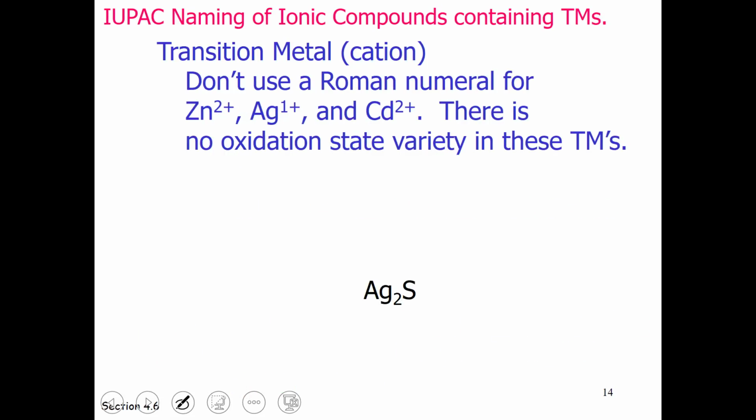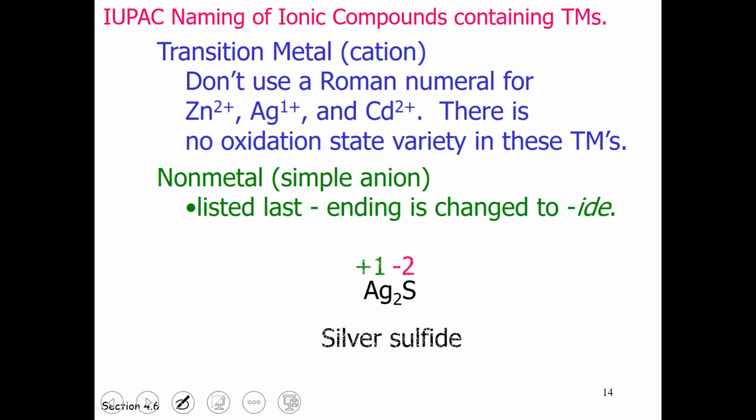Now, there are some transition metals that really do not have variety. So do not use Roman numerals for zinc, silver, or cadmium. There's just no variety in these particular transition metals. So if you come across Ag2S, that is just called silver sulfide. Now, I am certain that if you search the internet, you could come up with silver parenthesis Roman numeral 1 sulfide. But remember, this is the official IUPAC naming tradition, and so these exceptions do not need Roman numerals.